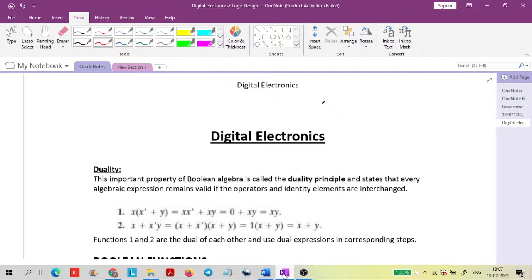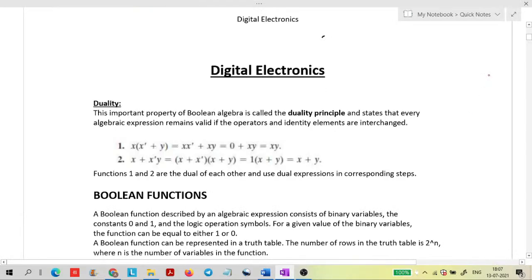So in this video I'm going to discuss one of the GATE subjects, that is digital electronics, or we can say logic design, or digital logic design. The names will be the same, digital logic design. Okay, so we'll start with the basic concepts of digital electronics.